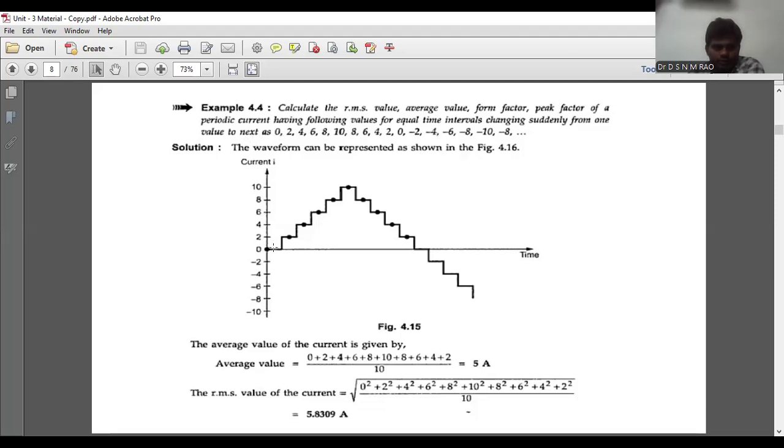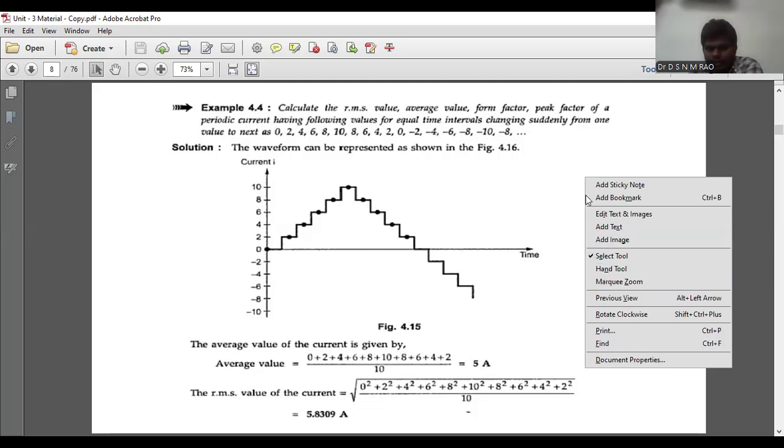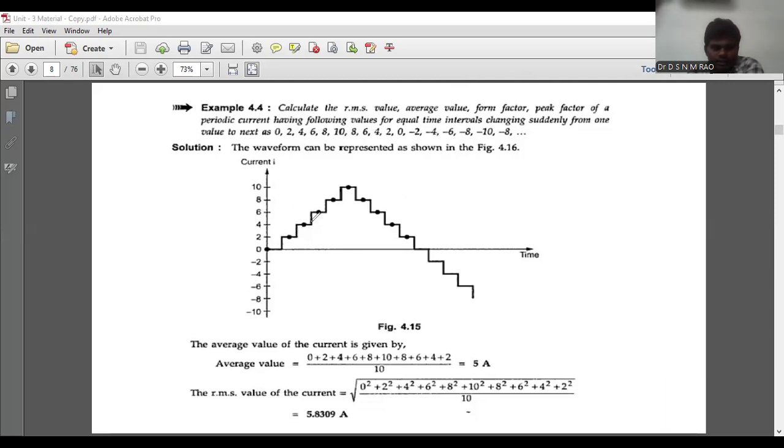From 0 to 2, the waveform varies from 0 to 2, then 2 to 4, then 4 to 6, then 6 to 8. Like that, the waveform varies, then decreases from 10 to 8, 8 to 6, 6 to 4, 4 to 2 and 0. And for negative values, from 0 to -2, -4, -6, -8, the wave continues like this. So for this type of waveform we can calculate the average value by using the graphical method.